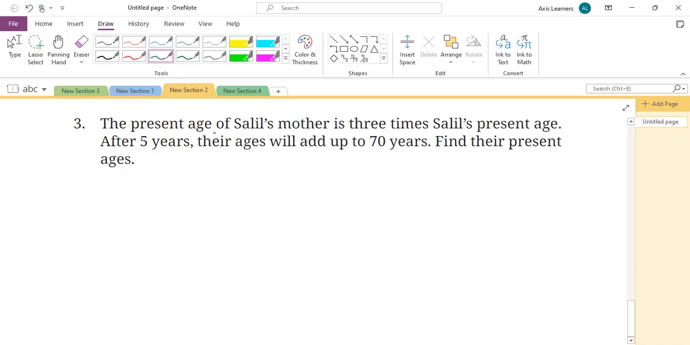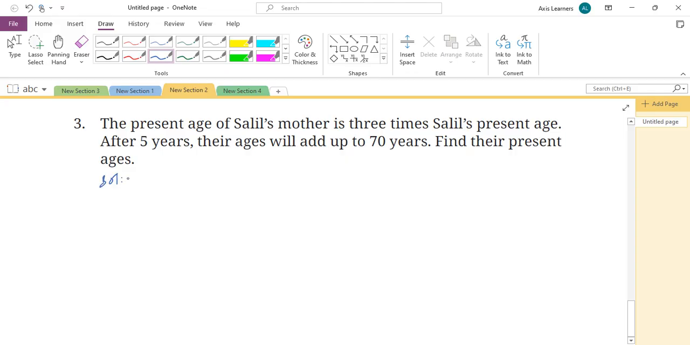Okay. The present age of Salil's mother is 3 times Salil's present age. After 5 years, their ages will add up to 70 years. Find their present ages. Okay. Look at here. While writing the statement for an age based question, we need to write present age for the current age. Because if we write age, we don't know whether it is present age or previous year or 5 years ago. So we need to write the answer properly.